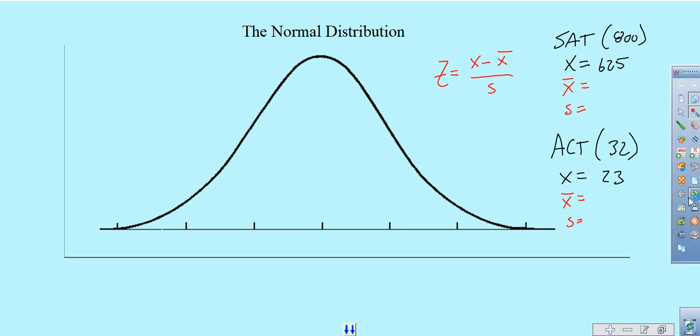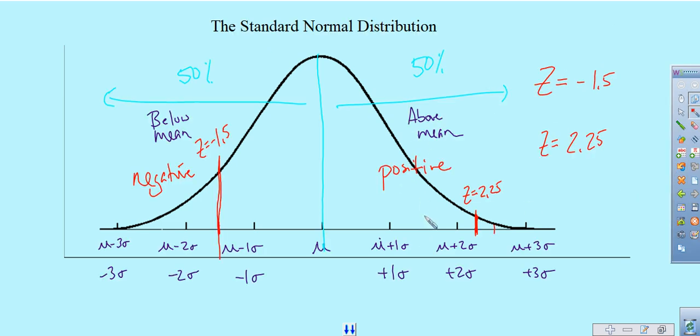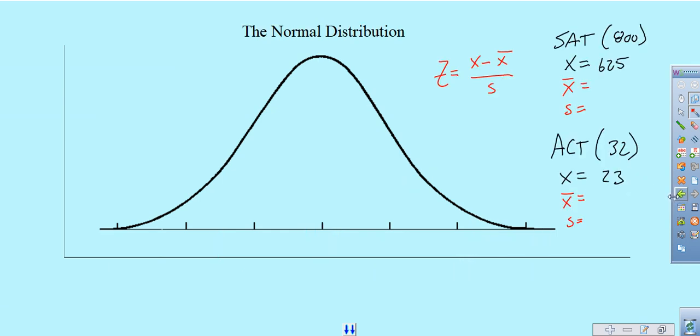What that standardized score does for you is it allows you to place yourself. It allows you to say, oh, 2.25, I am well above the mean, because this is the mean right here. If you're negative 1.5, you're well below the mean. So you get that idea of placement. You're standardizing your score, and that's why it's called a standardized score.